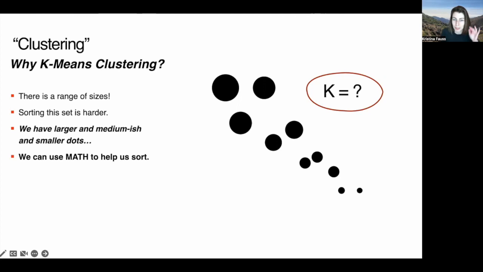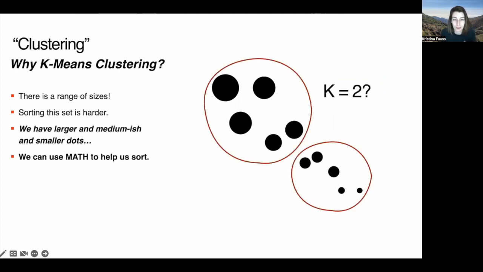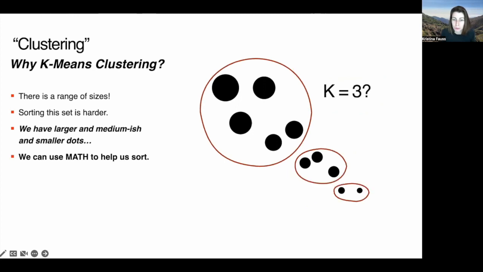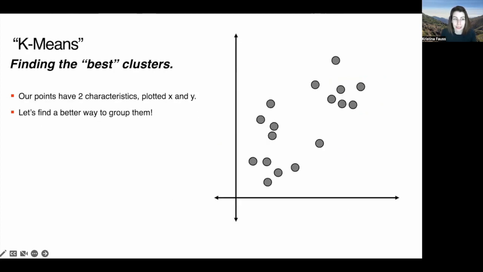So this gets us thinking about the idea of K-means clustering and how this can be useful. So you could see maybe there are 2 groups, maybe there are 3 groups, and ultimately we're going to try to use math to help us find the absolute best number of groups. And this is what this looks like.